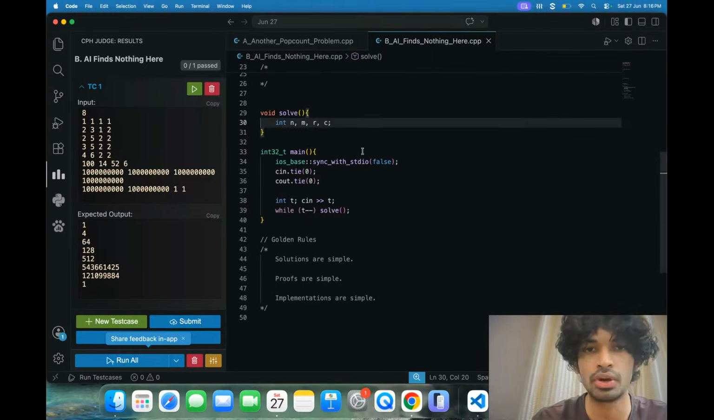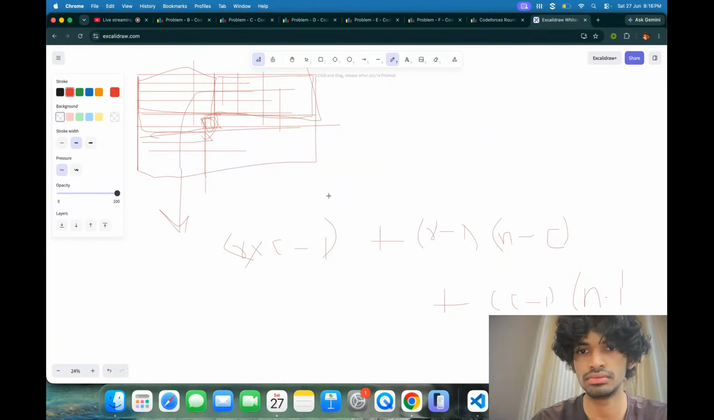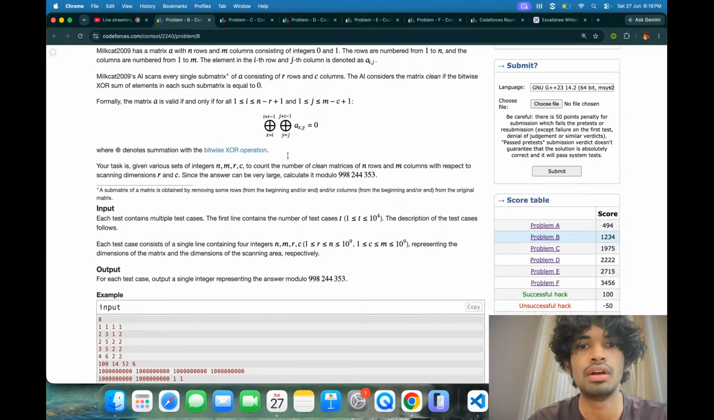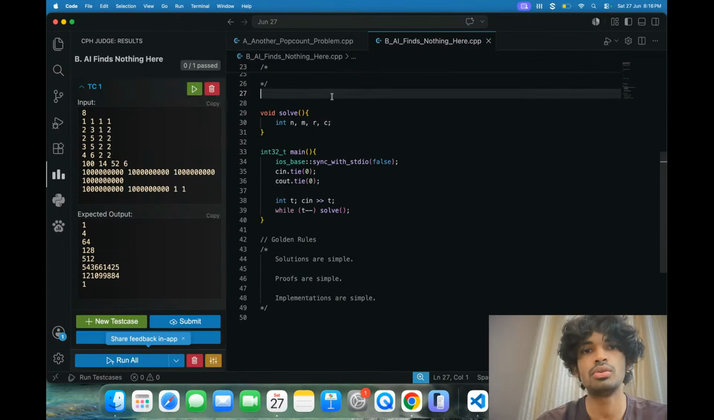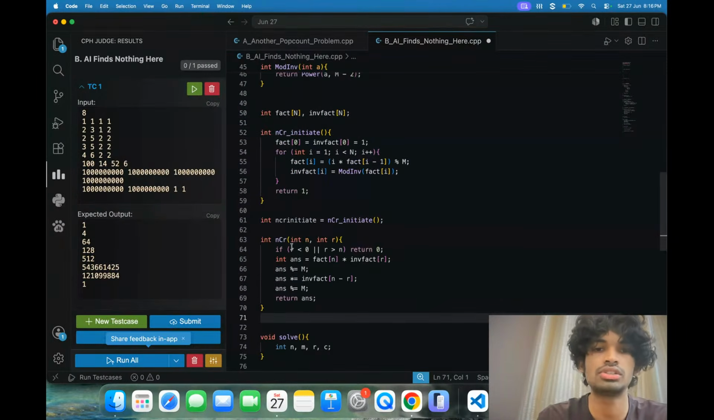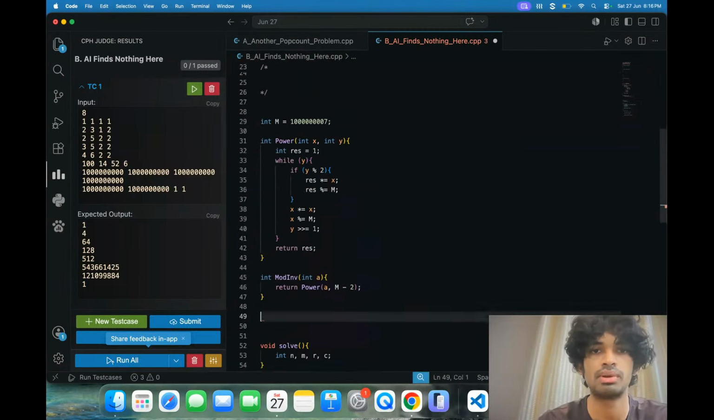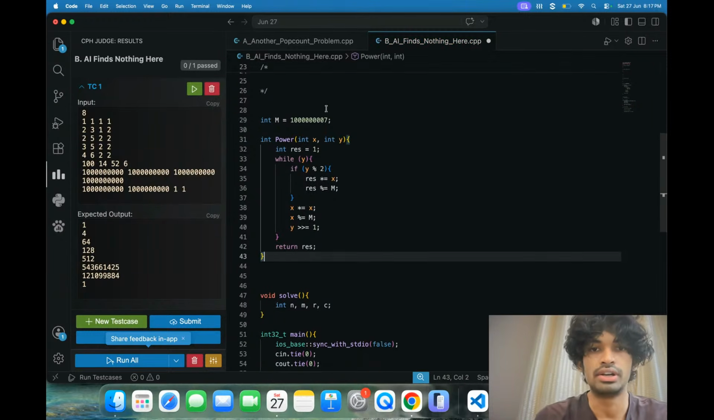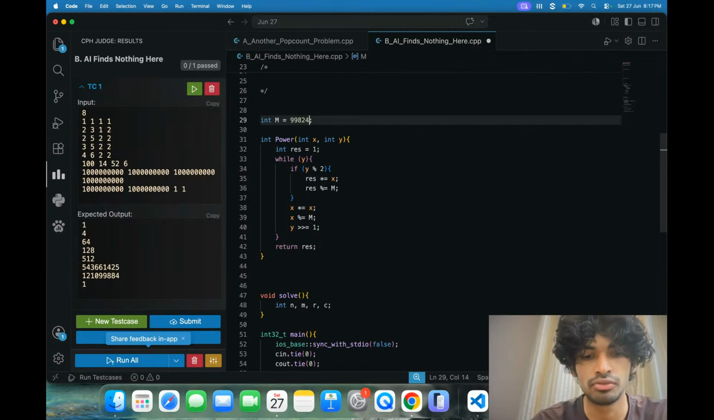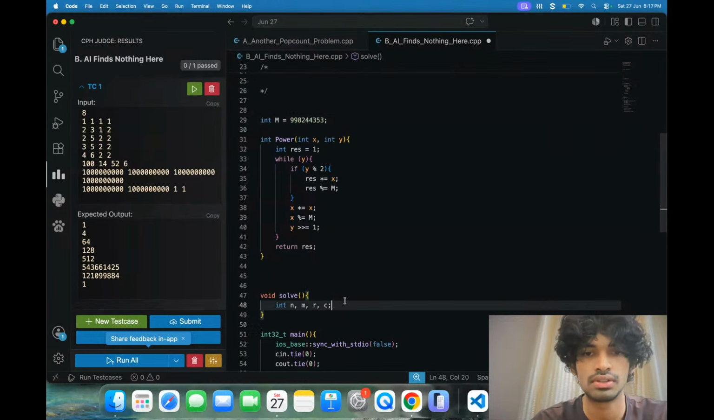So we have a big exponent here, right? But this is bounded with n into m, and n into m is bounded with 10^18. So this will work out. But we don't want nCr and everything, we just need power. Yeah, we need 2 power. Modulo 998244353.